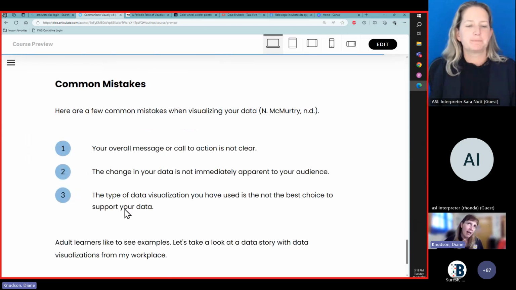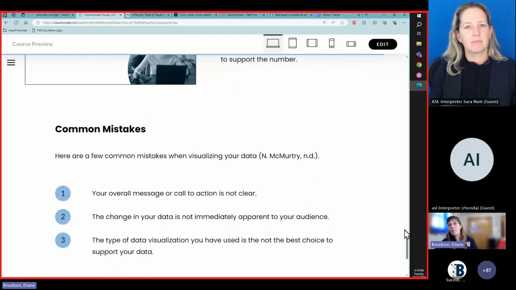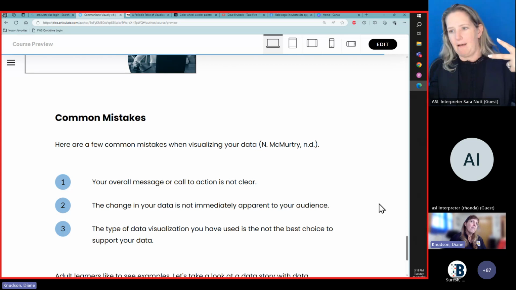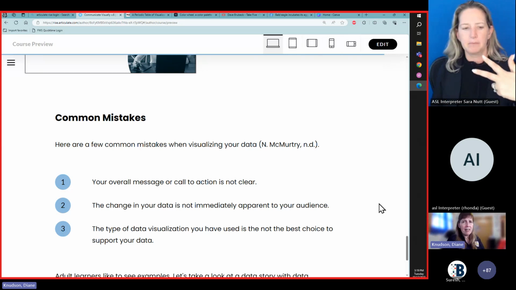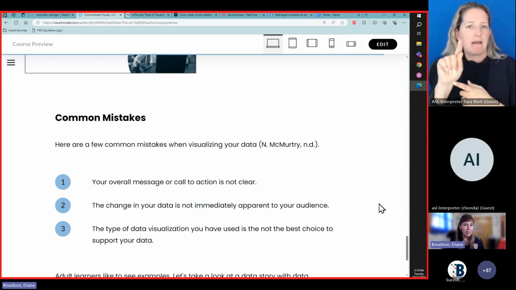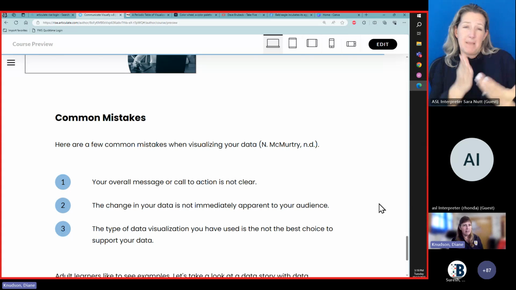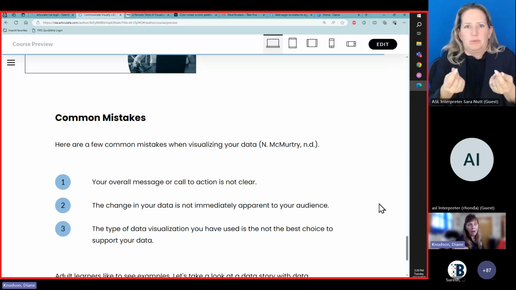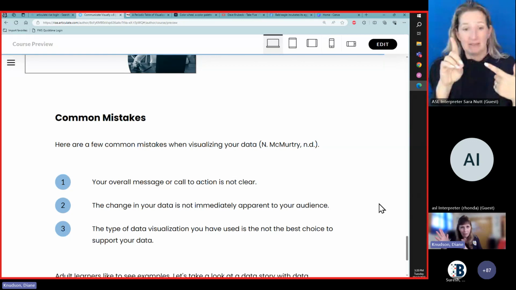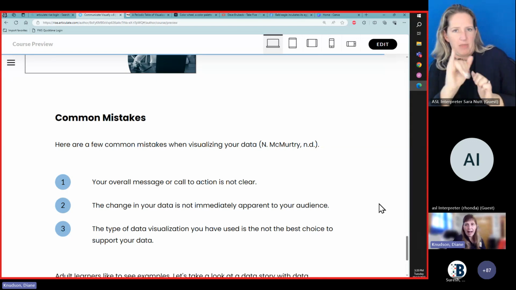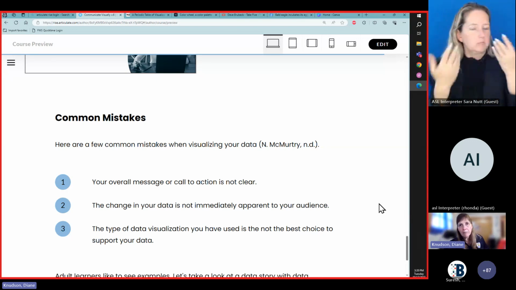So here is a list of just 3. There's many, many more, but I limited it to 3. The number of common mistakes that you might make when you're visualizing your data. The first one is that your overall message or your call to action isn't clear. The audience doesn't know what you want them to do. Or the second is the change in your data isn't immediately apparent to your audience. They can't tell how it's different. And third, the type of data visualization you used is not the best choice to support your data.